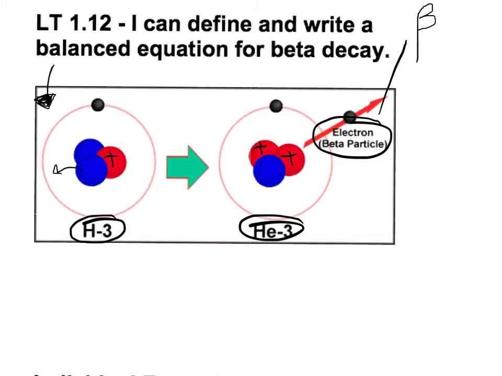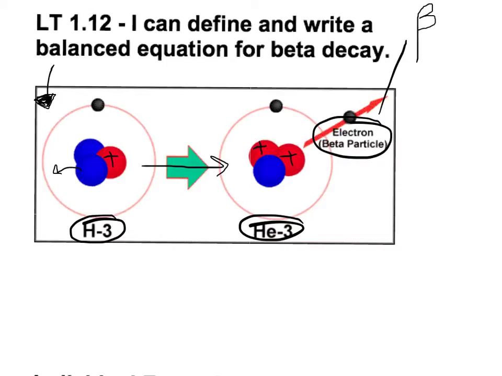It can't do that because it has to obey the conservation of mass, meaning the mass that it starts with has to be the mass that it ends with. But what it can do is turn one of its neutrons into a proton. And that's what happens. As it goes from hydrogen 3 to helium 3, one of the blue circles turns into a red circle. You can see that clearly from the picture.